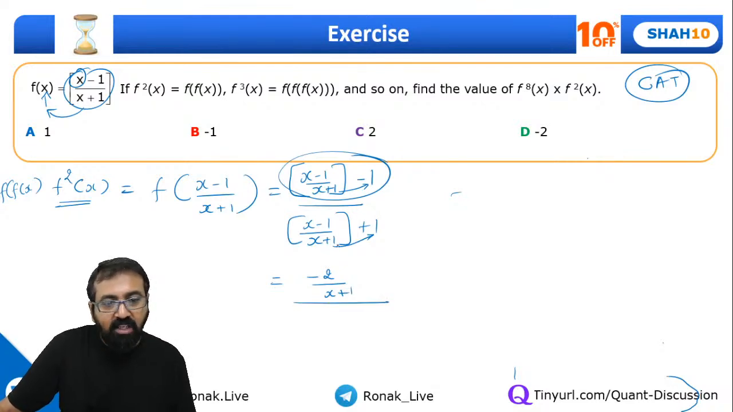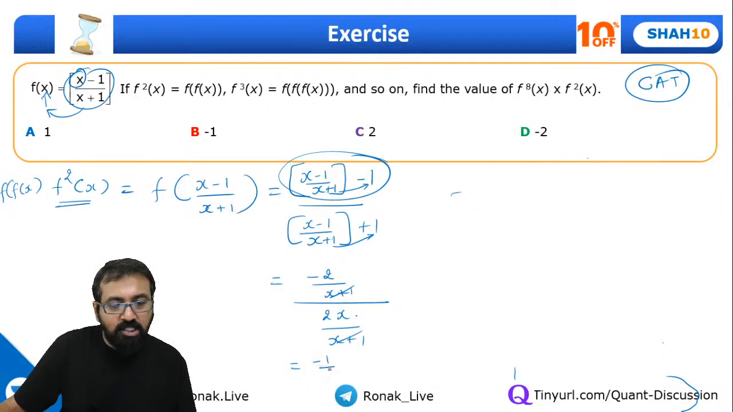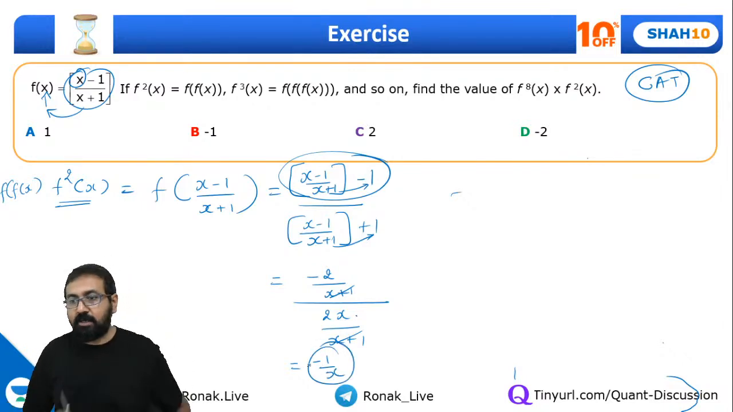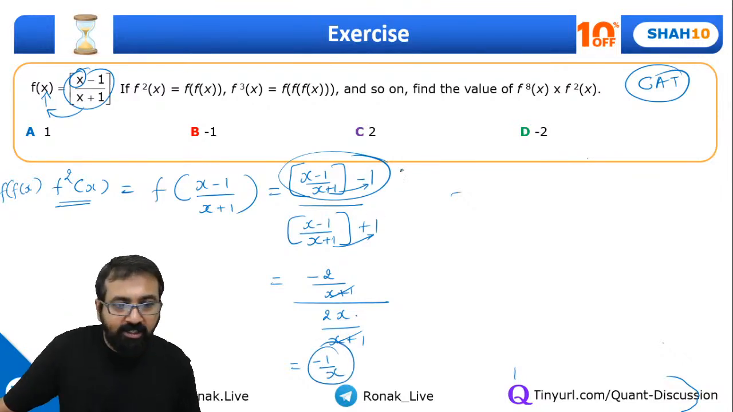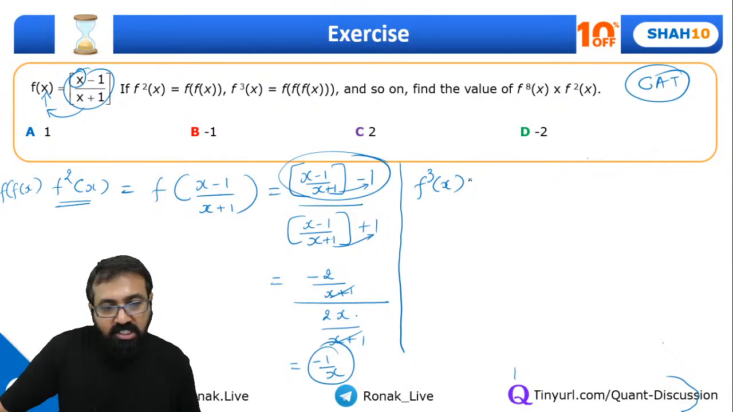Divided by, if I solve this, it will come out to be 2x upon x plus 1, because this 1 and minus 1 will get cancelled off. So this x plus 1 will get cancelled off and you will be left with minus 2 upon 2x, that is minus 1 upon x. As simple as that. Minus 1 upon x. Correct. Yes, Robin. Great.